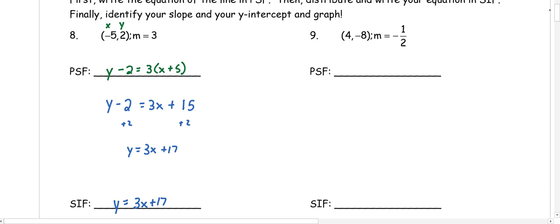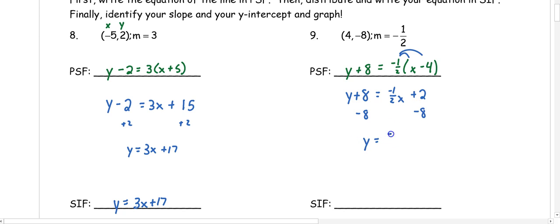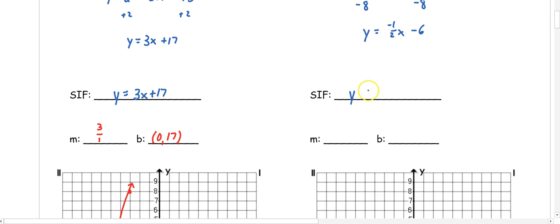So number 9, when I substitute in my points, I have y plus 8 equals negative 1/2 times parentheses x minus 4. So in order to solve for y, the first thing I'm going to do is distribute my slope of negative 1/2. So y plus 8 is equal to negative 1/2 x plus 2. And then I'm going to subtract 8 from both sides, so y equals negative 1/2 x minus 6. So in slope-intercept form, my equation is y equals negative 1/2 x minus 6.